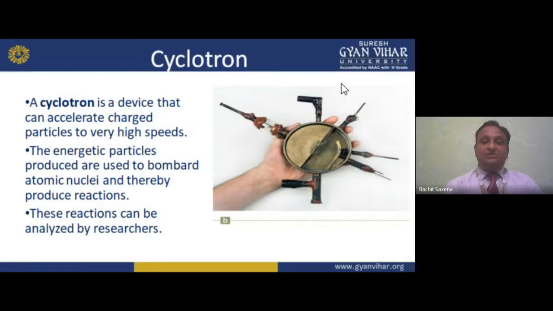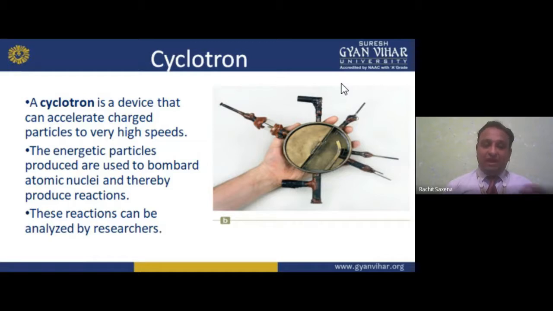Now first, the cyclotron. What is the cyclotron? Basically, the cyclotron is a device that can accelerate charged particles to very high speeds. We have charged particles, and if I want to accelerate them to very high speed, the cyclotron is the device that does that. The energetic particles produced are used to bombard atomic nuclei and thereby produce reactions.